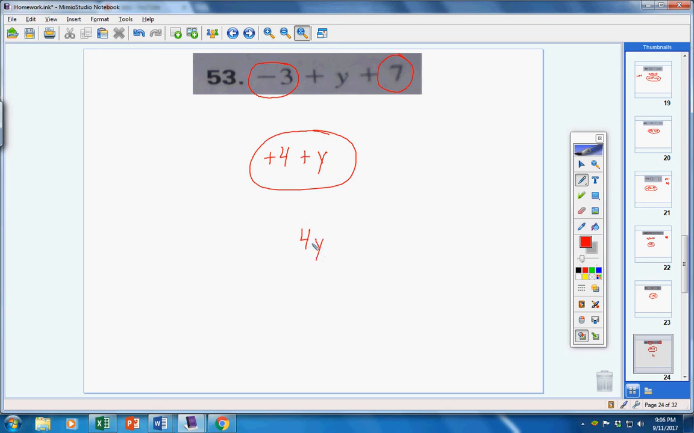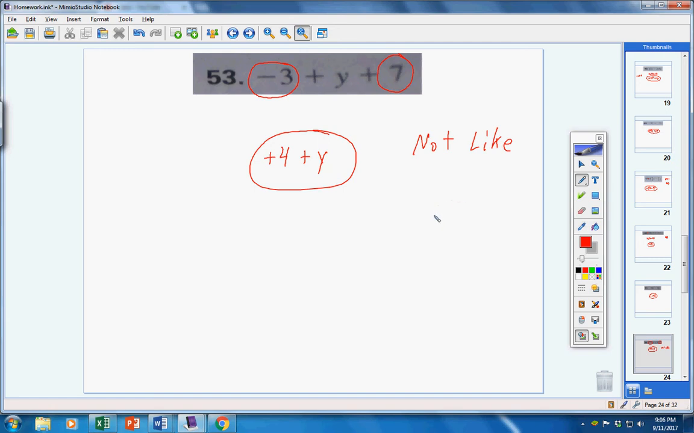And that's wrong. First of all, 4y means 4 times y, correct? And this isn't times, this is plus. And then also it's wrong because they're unlike terms. This is a constant term. This is a y term. They are not like terms, so you cannot combine them.